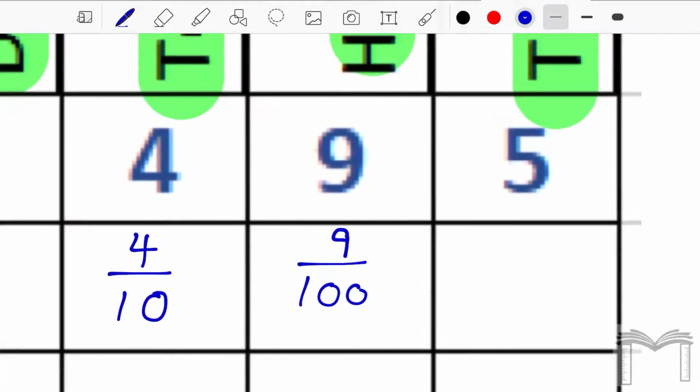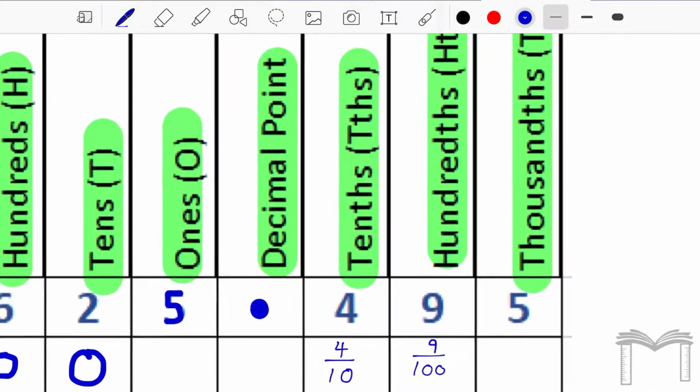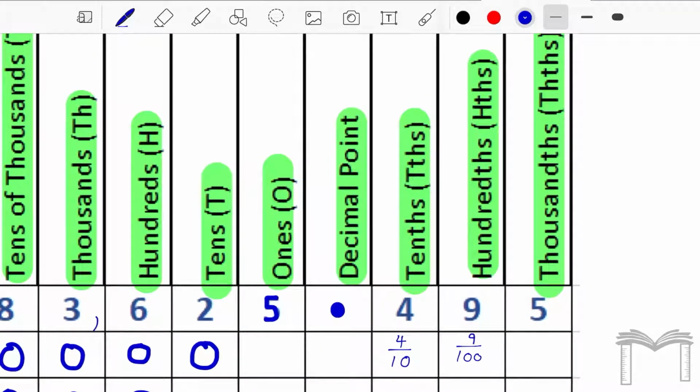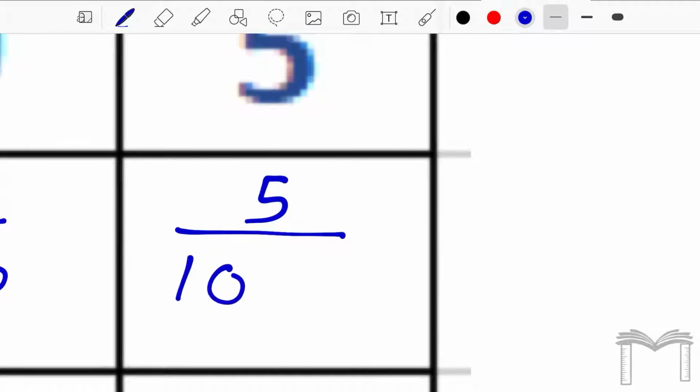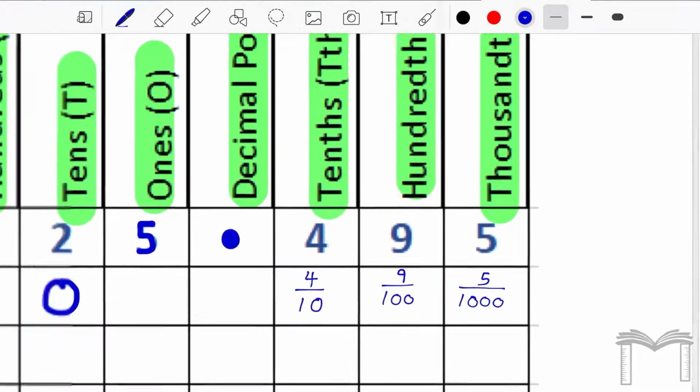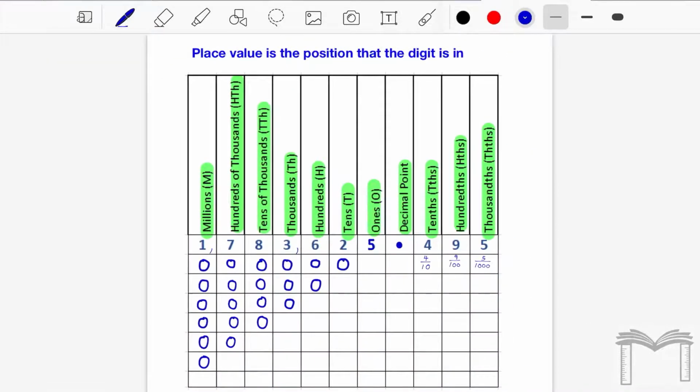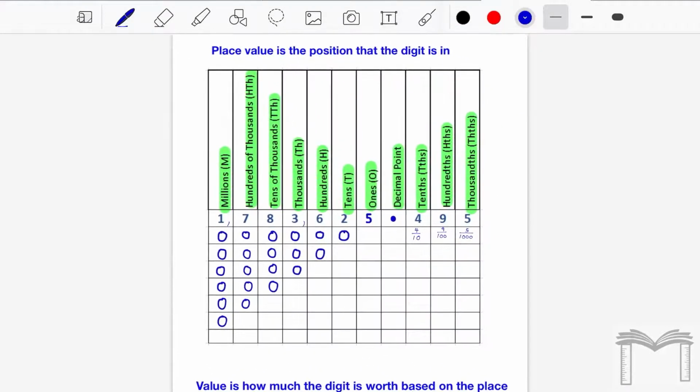Then we have the 5, which is in the thousandths position. So this will be 5 times 1/1000, which is 5 over 1000, or 0.005. You can now pause the video and take down this example.